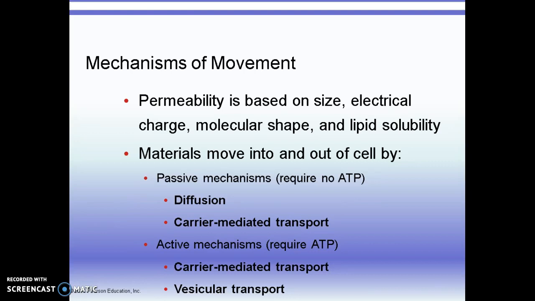So materials move in and out of the cell by different mechanisms, but they're basically divided into two groups: passive mechanisms, that is, no ATP is required, and active mechanisms, meaning ATP is required. So we'll talk about these different types of mechanisms.